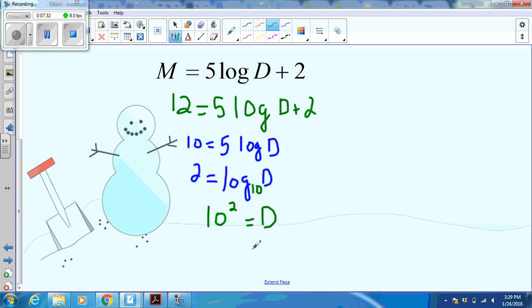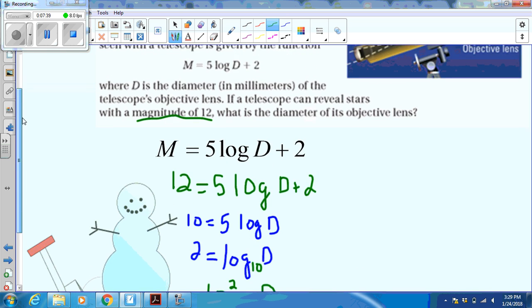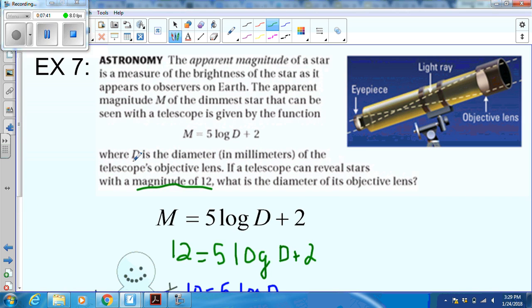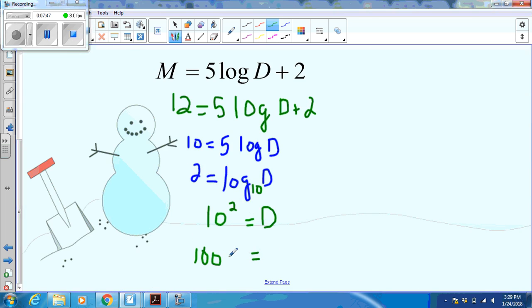Okay, so let's go ahead and simplify this. So we do 10 squared, that gives us 100. And make sure you look back up at your problem to notice that d and the label is in millimeters. So that means our final answer is 100 millimeters. And then this would be your answer.